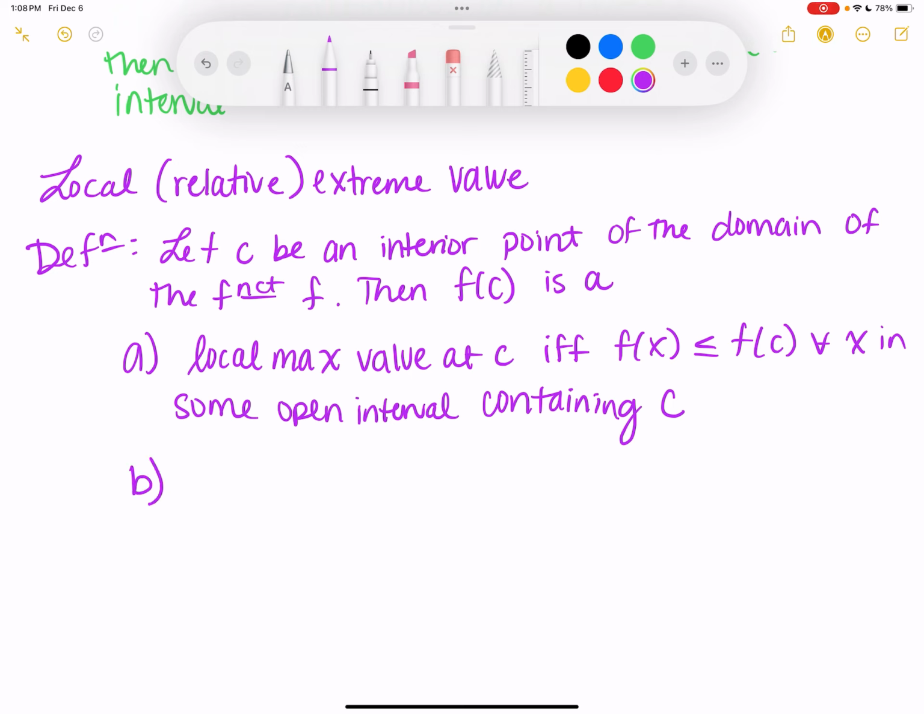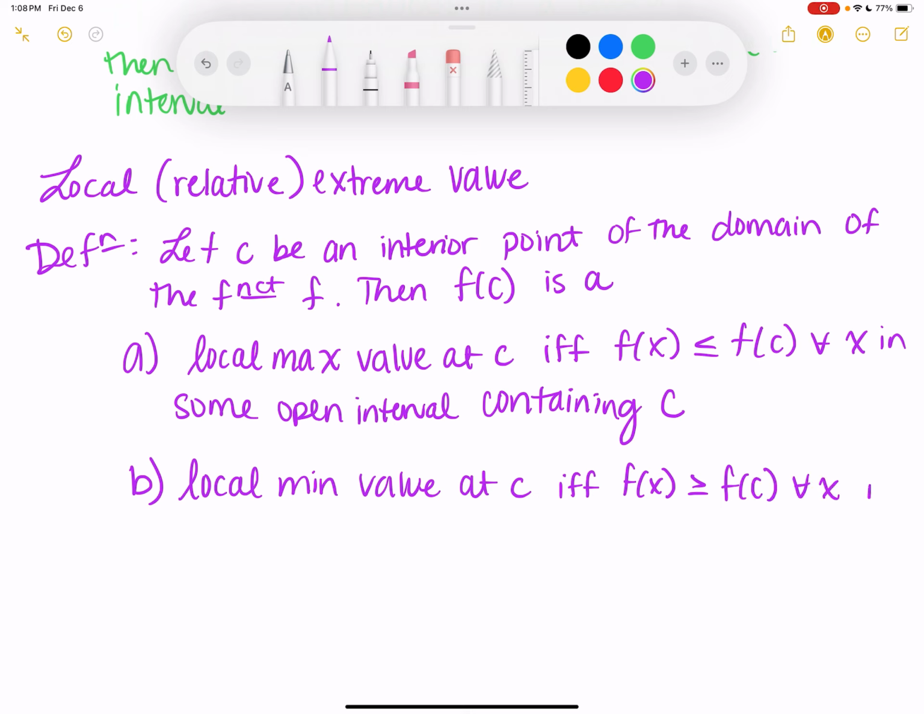And then B, a local min value at c if and only if f of x is greater than or equal to f of c for all x in some open interval containing c.